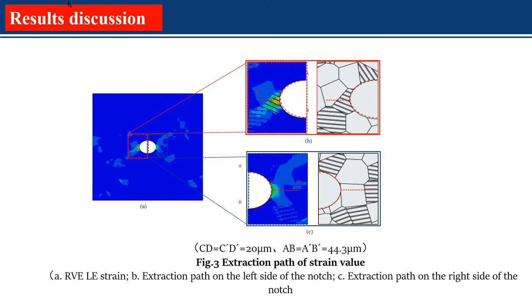Extraction of strain values around the notch is the key for strain accumulation. Therefore, the possible location of crack initiation can be predicted. Two extraction paths are adopted. One is the radial path CD with a length of 20 microns. The other is the circular path with a circumference of 44 microns. This strain will be the key element for predicting crack initiation.